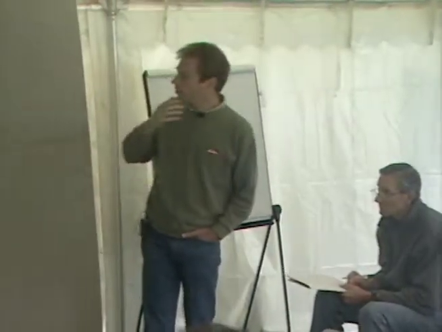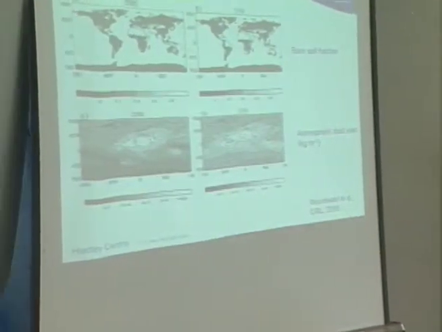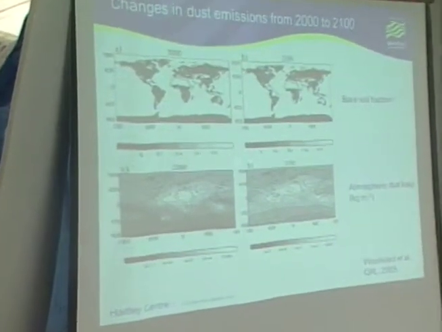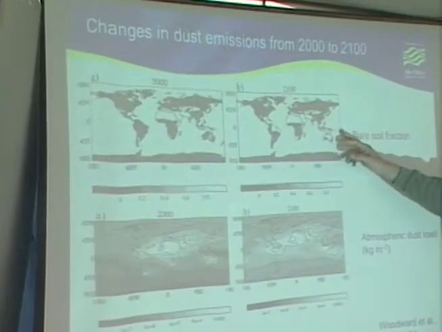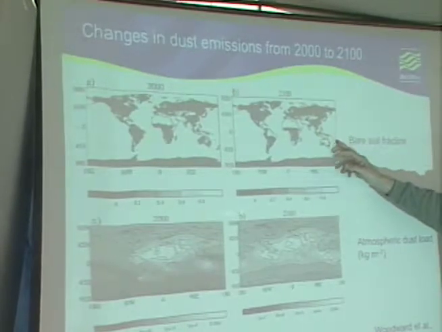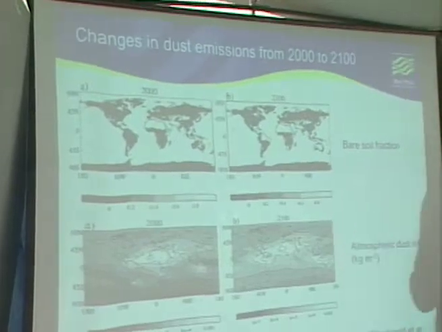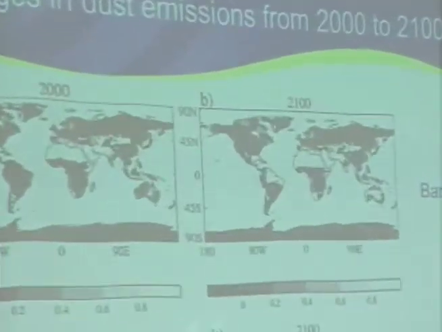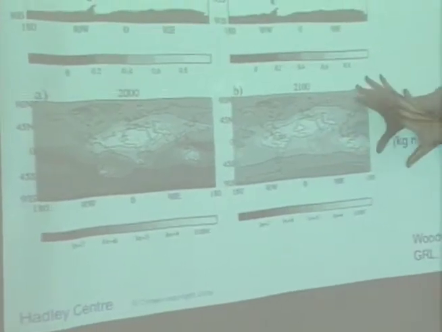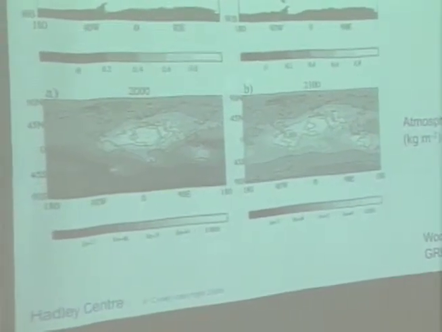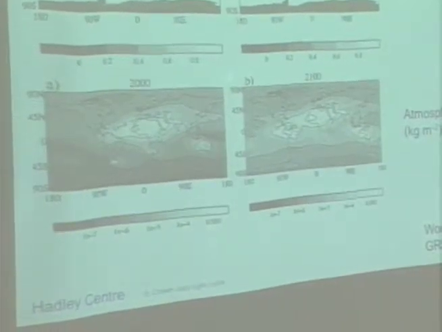So this is back with the Hadley Center model, and this is some work done by Stephanie Woodward. She looked at dust emissions, present day to 2100, and this is a simulation where the Amazon died. The bare soil fraction here increases dramatically, and this is the dust loading, present day to 2100. I think there is about a factor of 4 difference because of changes in bare soil and changes in climate.